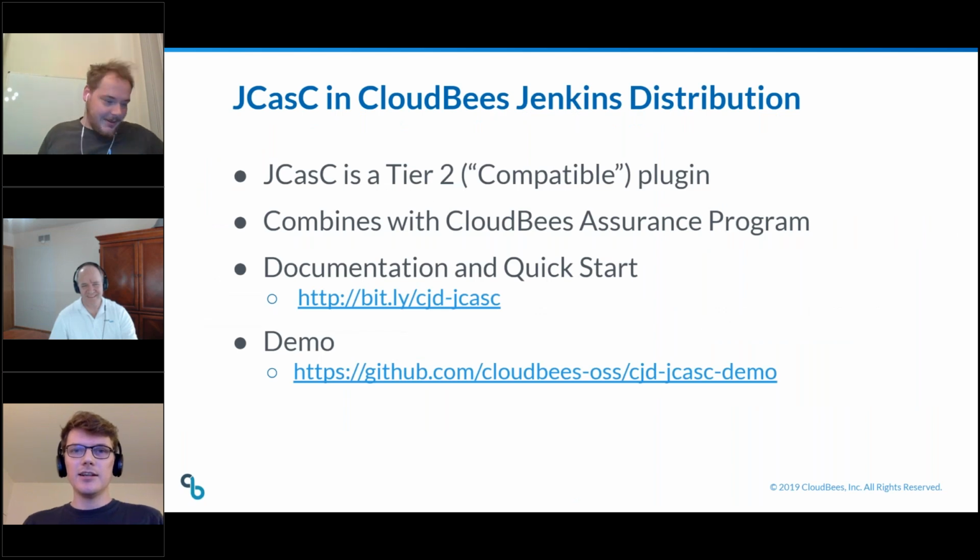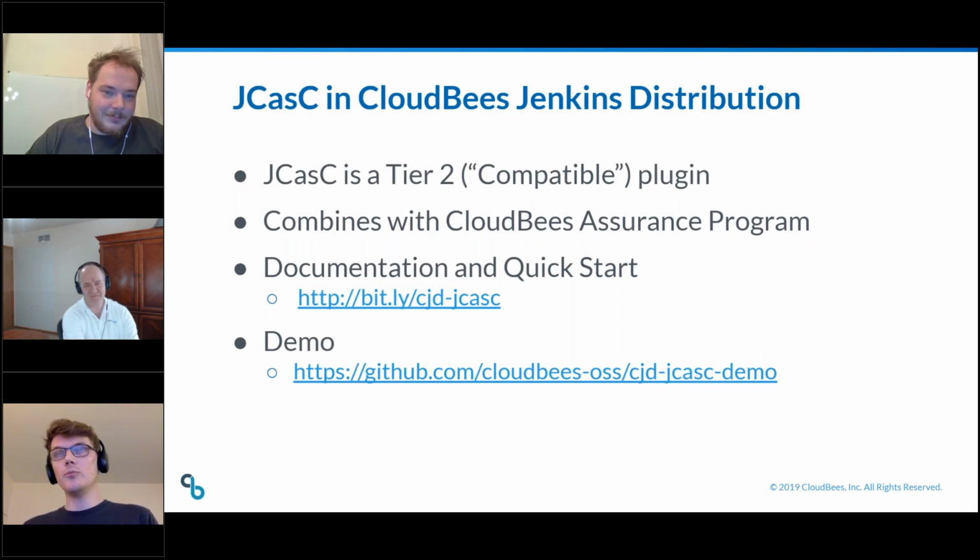Let's go back to JCasC then. Yeah, so as I said earlier, JCasC is a compatible tier 2 plugin. It is combined with the CloudBees Assurance program to make sure that you install plugins that we verified, and mostly versions that we did verify, to make sure that the instance that you want to start with JCasC will be effectively up and running as you want. So we have here 2 links about the demo and the documentation that you can find to use JCasC in CloudBees Jenkins distribution.